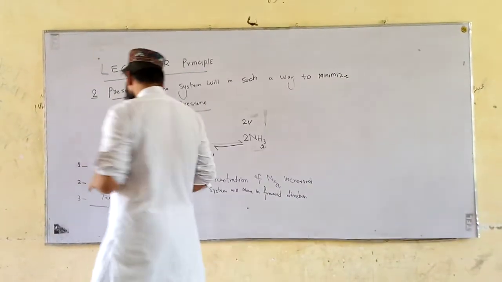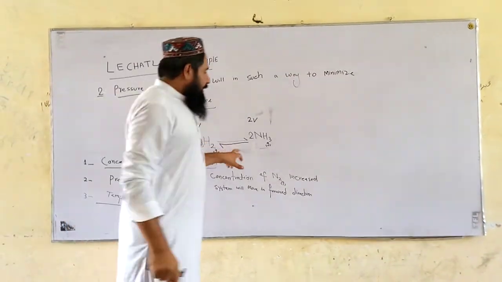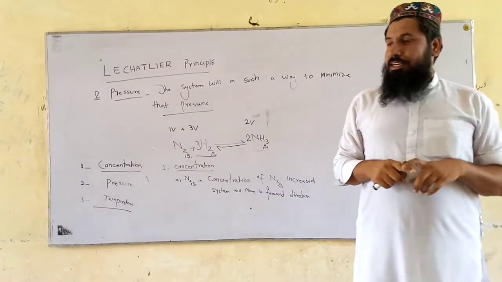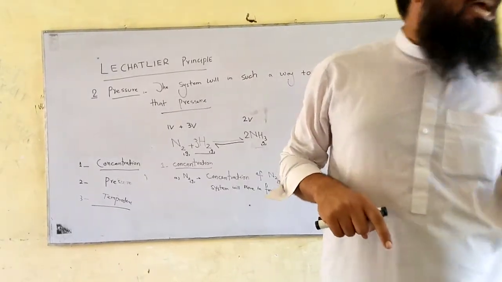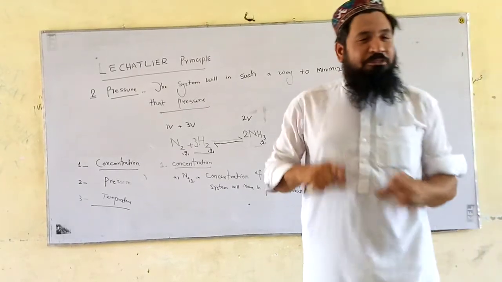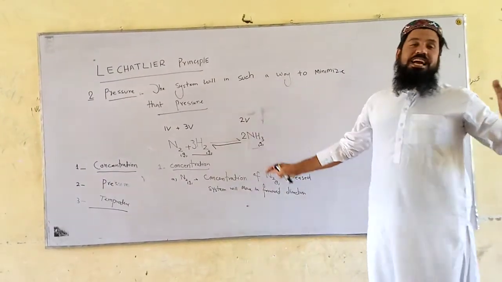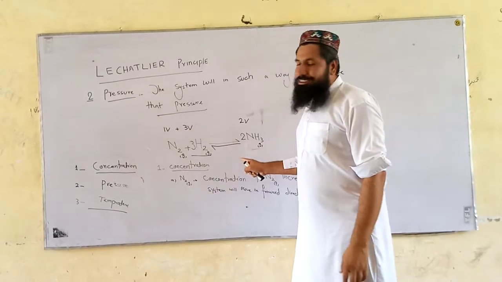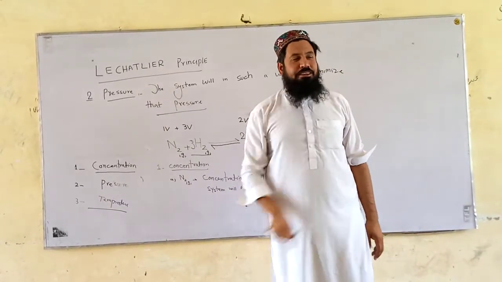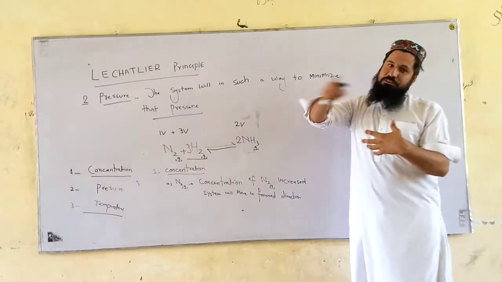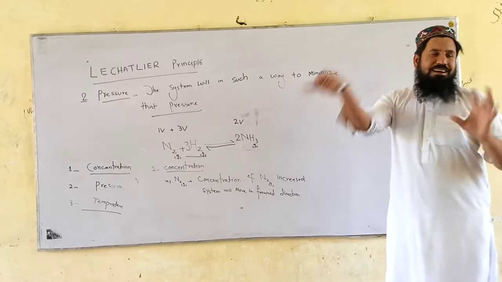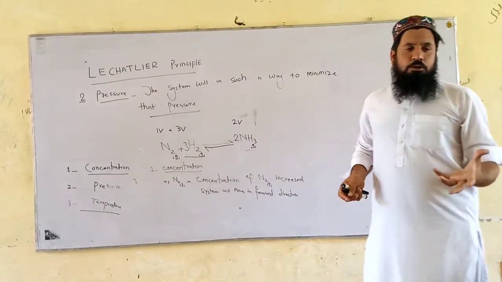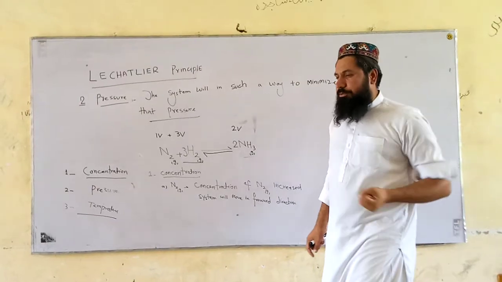Okay, so that is the reason this reaction takes place efficiently at high pressure. At high pressure, the yield of ammonia is increased. That is why this reaction is carried out at high pressure. When the pressure is high, the system moves in the forward direction, because in the forward direction there is a decrease in volume. That is the consequence of increased pressure.